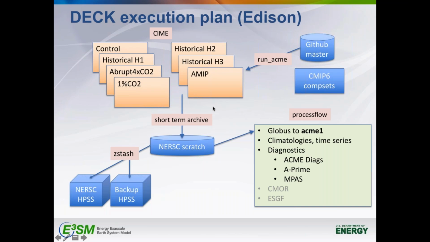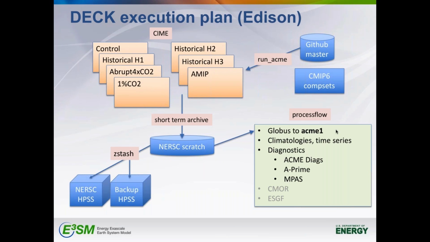The simulations we are planning to do on NERSC Edison, and the output will all be on the scratch space at NERSC. We will be using the short-term archiving to organize the output better. And from there, Sterling Baldwin from the workflow team has been working on an automated tool to post-process the data, which is called the process flow.